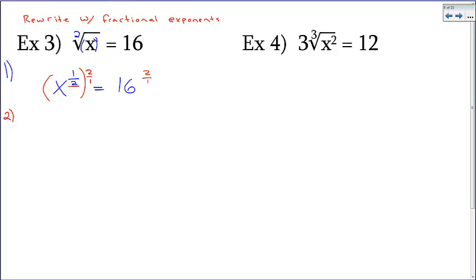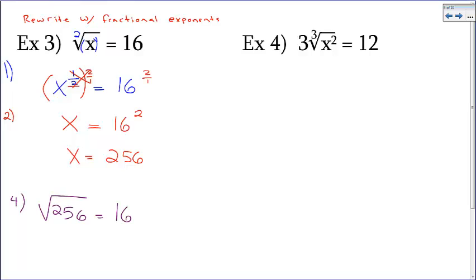I once again want to get x alone to the first power, so I take the reciprocal power on the left, and what I do to the left side, I do to the right side. This gives me x equal to 16 to the second power. Using a calculator, I should be able to get a value of x equal to 256. The check is equally easy, as my index was 2, so I can simply use the square root function of my calculator to see that I am correct.